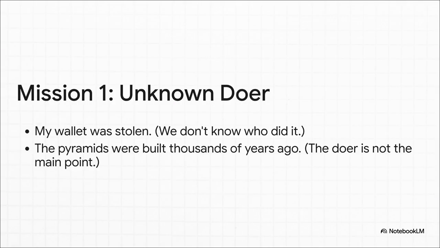Let's tackle Mission 1, the unknown doer. If you say, my wallet was stolen, you're using the passive voice perfectly. Why? Because you probably have no idea who stole it. The focus is on your wallet and the fact that it's gone. Or take a sentence like, the pyramids were built thousands of years ago. The whole point of that sentence is the pyramids and their age, not a long, boring list of every single person who worked on them. The doer is just not the point.